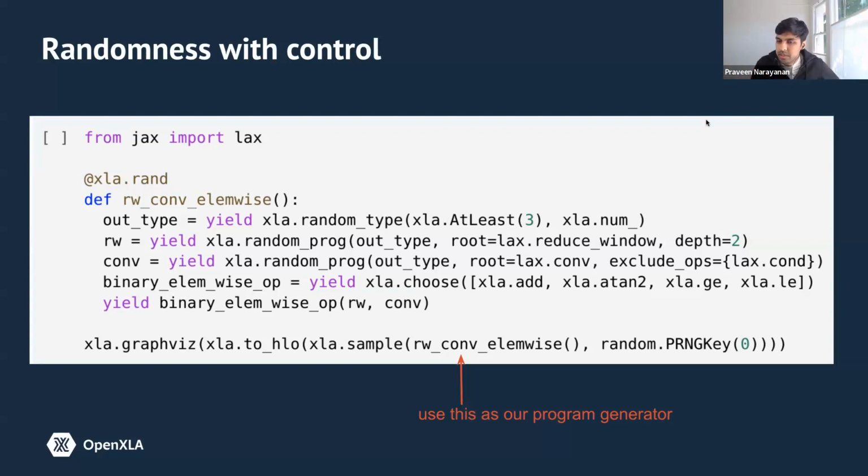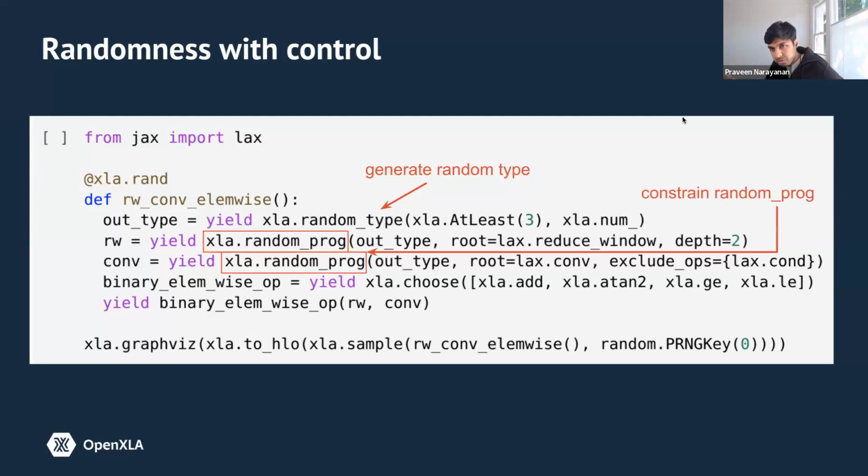Next slide, please. This generator is composed of building blocks like random prog, random type and choose. Here we're asking for some random type that we will use as the output type of our program. Next slide, please. We're invoking two calls to random prog, each of which constrains the random subprogram in some ways. For example, by constraining the root of the program, or the size or the depth of the program, or which ops to exclude.